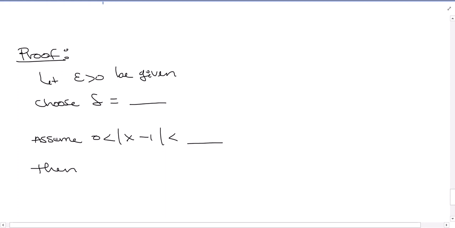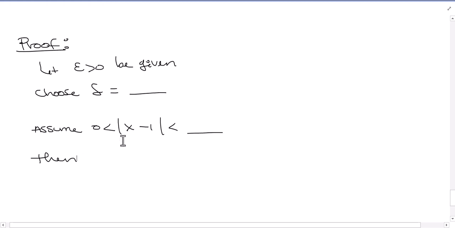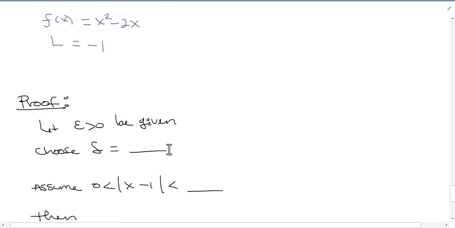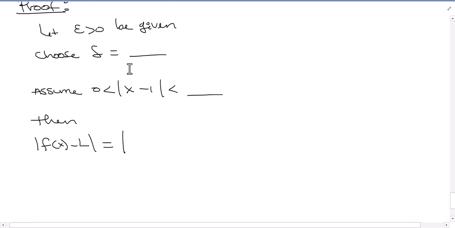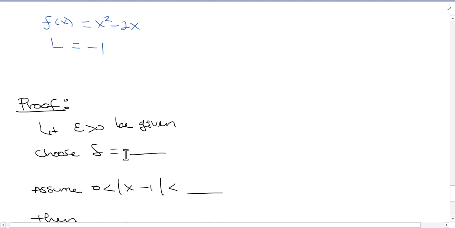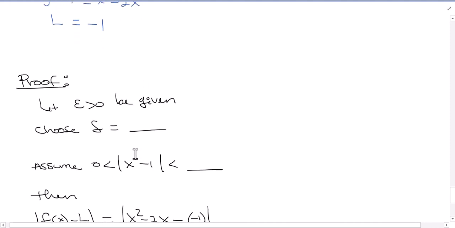Then, right, we are proving an if-then statement. So if this is true, so we're going to assume that it's true, then the result follows. So then f of x minus L in our case is our function f of x, which is x squared minus 2x, and then minus L. L is -1. And so we can simplify this: x squared minus 2x plus 1. And so then I need to figure out, okay, what is this? But I need to find the delta. So let's go do our scratch work.